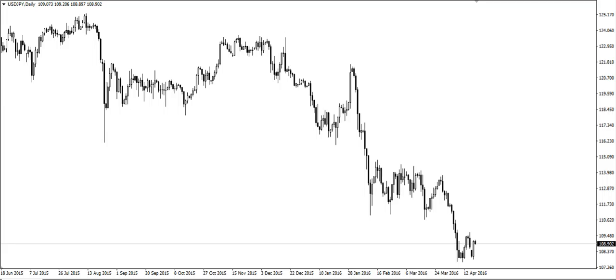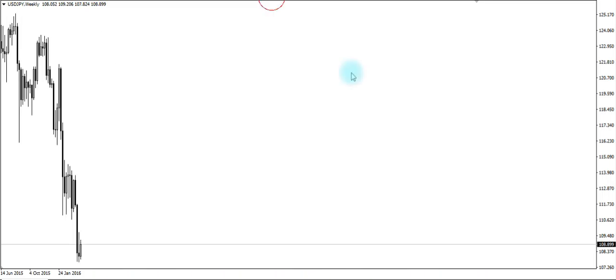Alright, so we're going to touch on the same few currency pairs that we touched on yesterday. Let's start off with the dollar against the Japanese yen. Let's take a look at the weekly charts.